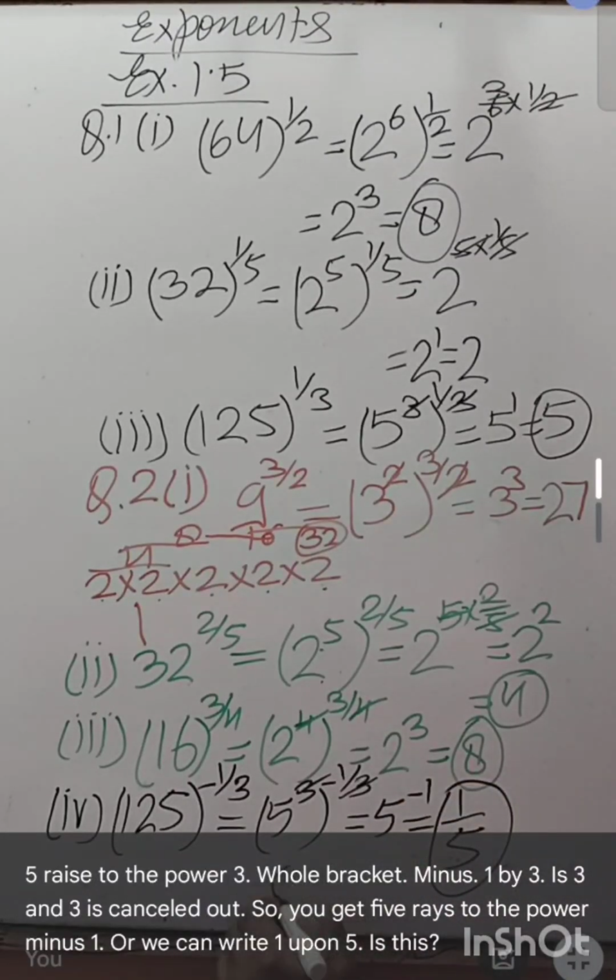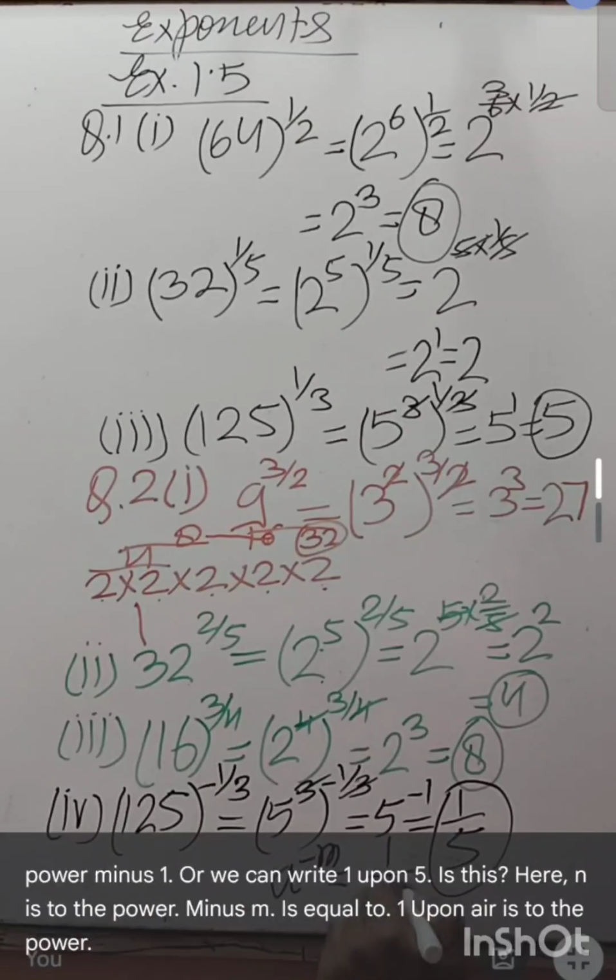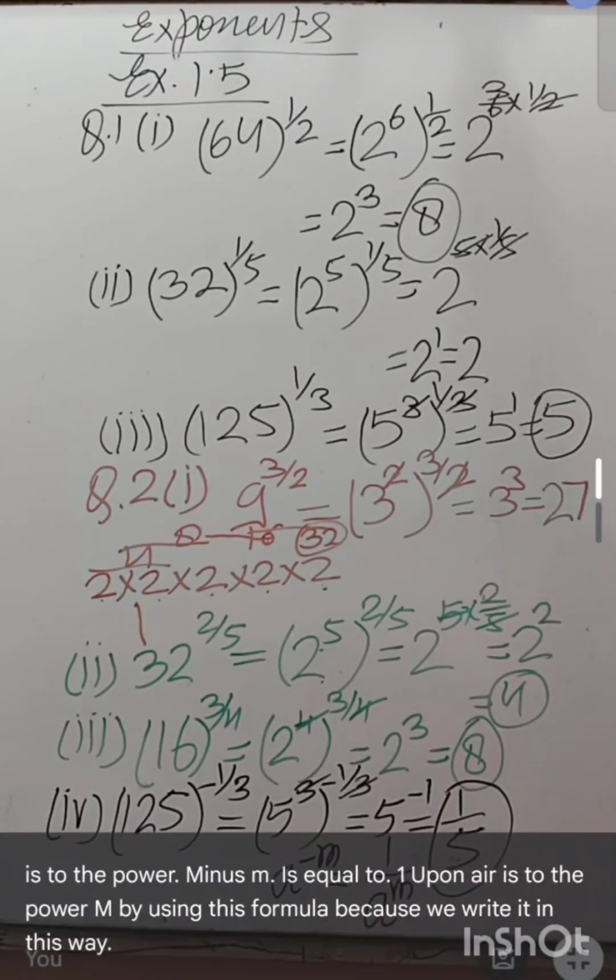Here a raised to the power minus m is equal to 1 upon a raised to the power m. By using this formula, we write it in this way. You done this?